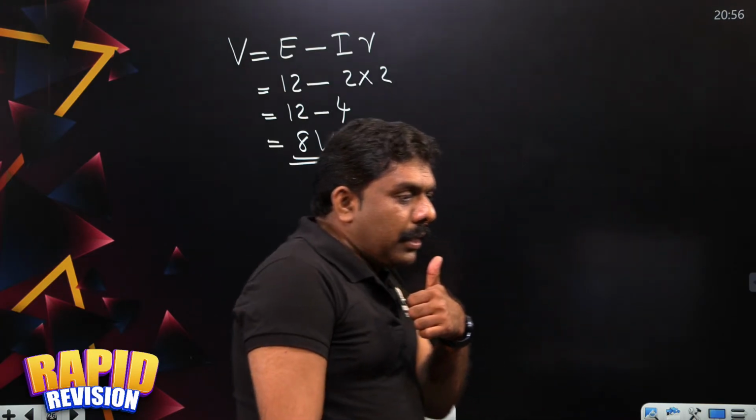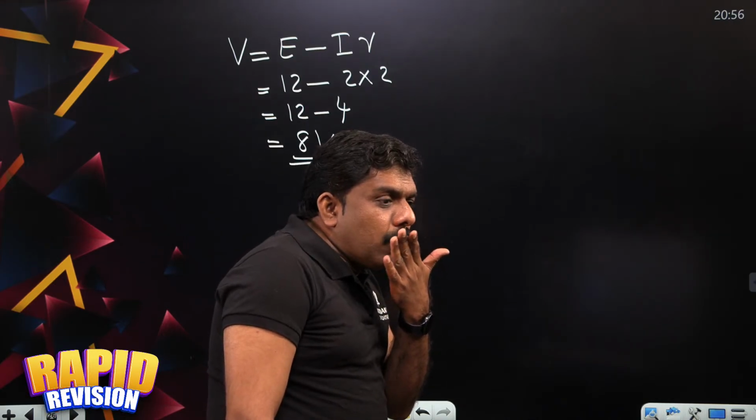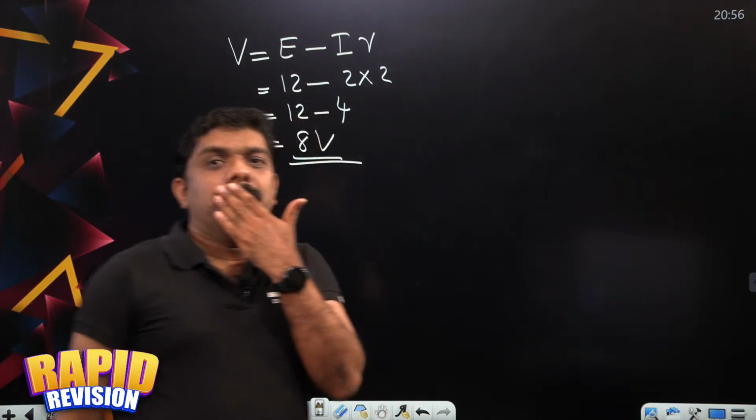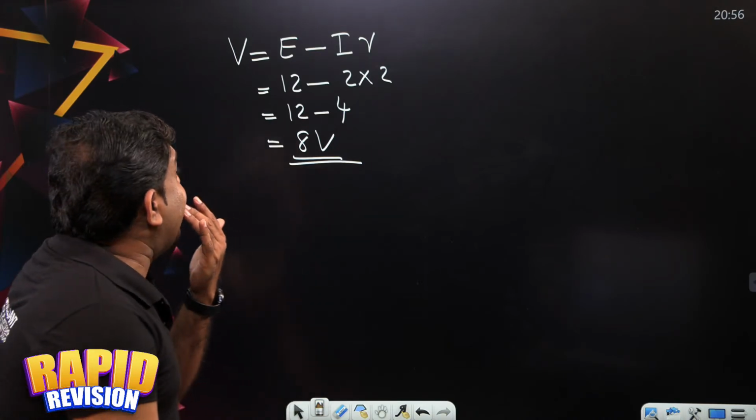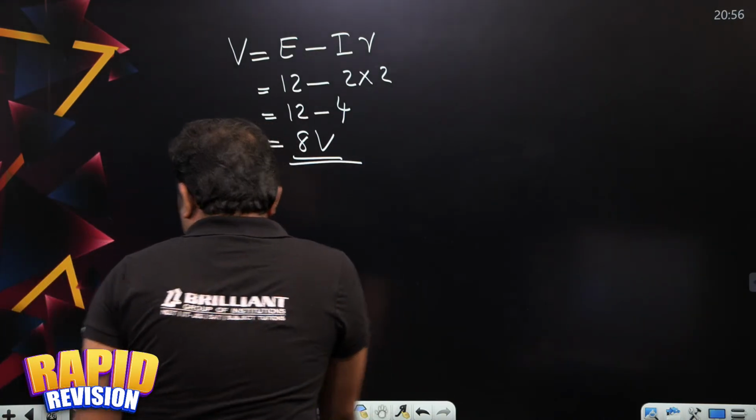Now here, can we use Ohm's law? Ohm's law we cannot use, because Ohm's law is for a conductor, not for a cell. Okay, now here V equal to 8 volt is there.